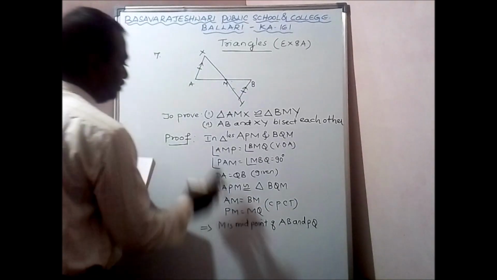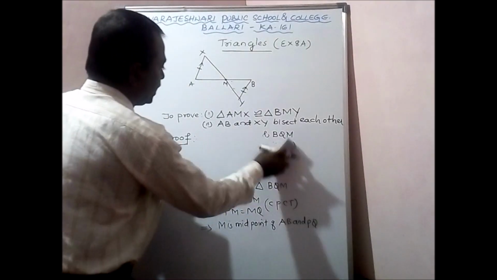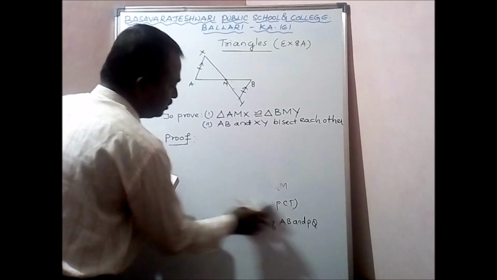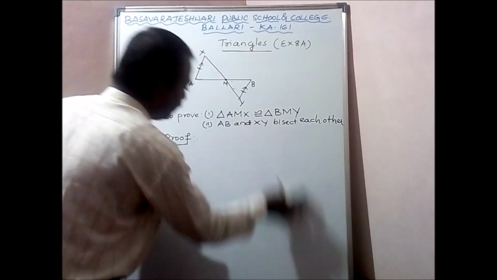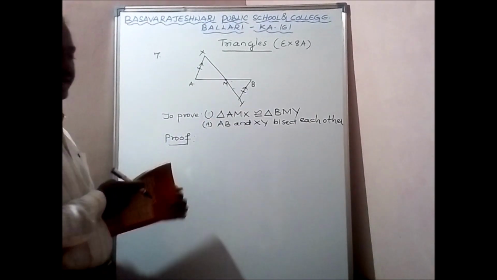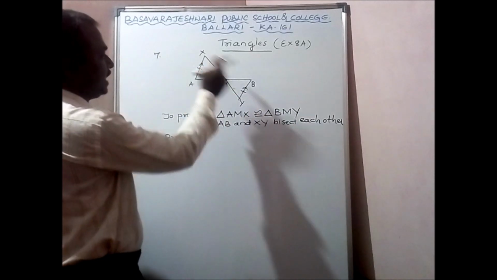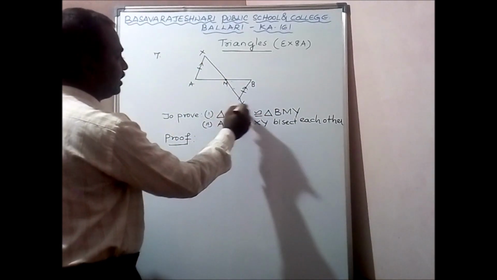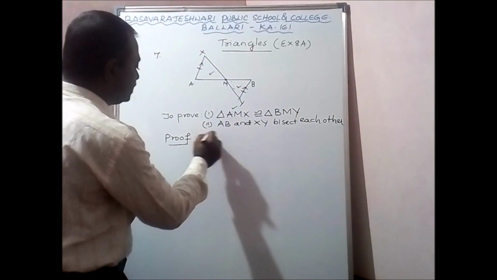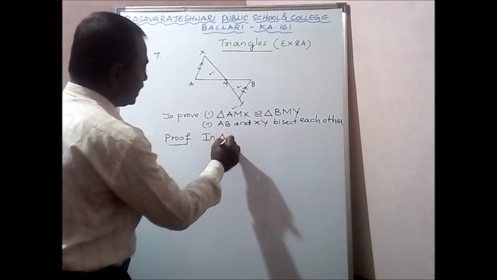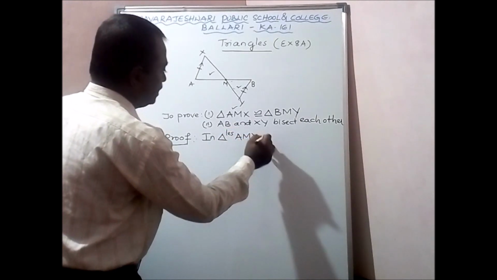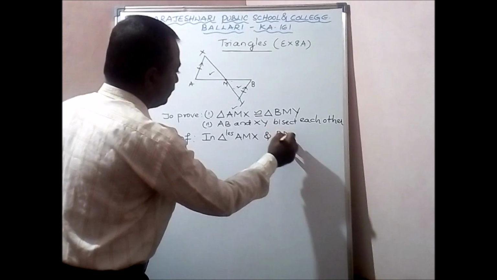That you have to prove, isn't it? So as usual, first you have to prove the congruency of these two triangles. What are those triangles? AMX and BMY. In triangles AMX and BMY.